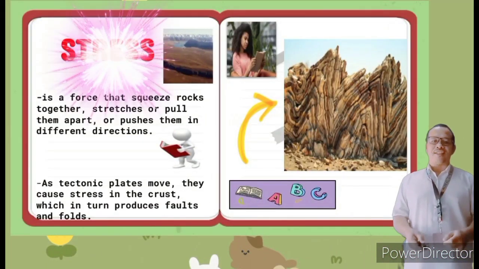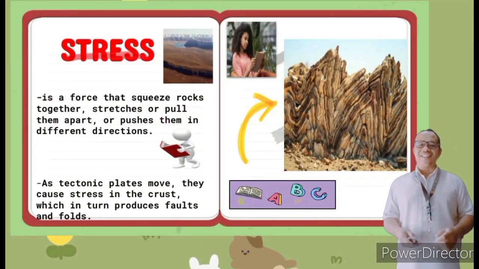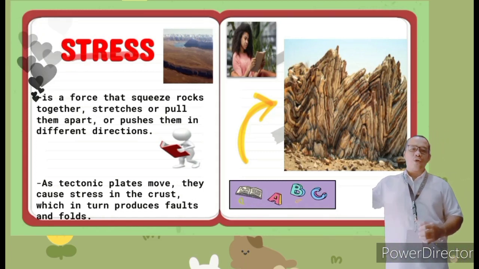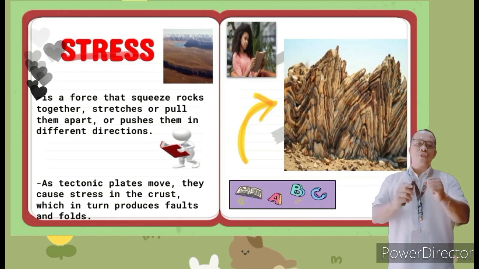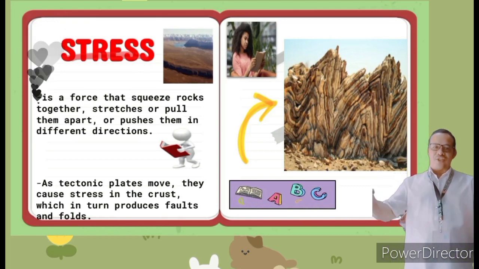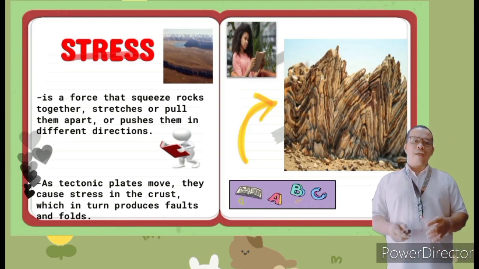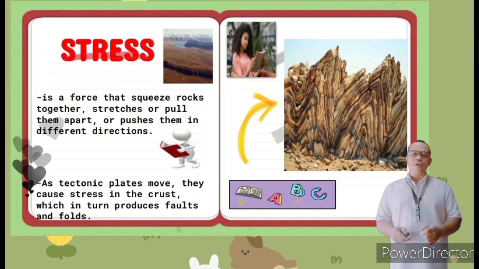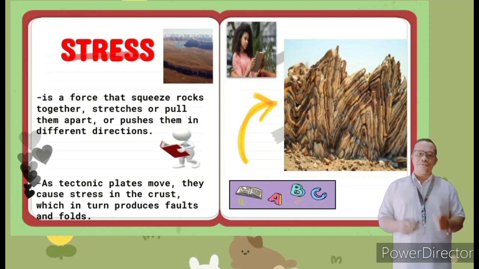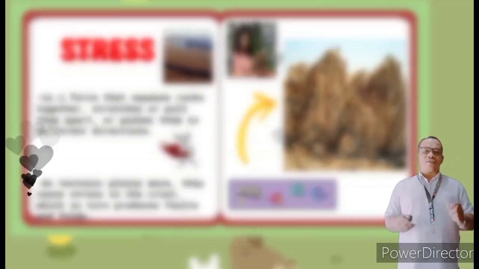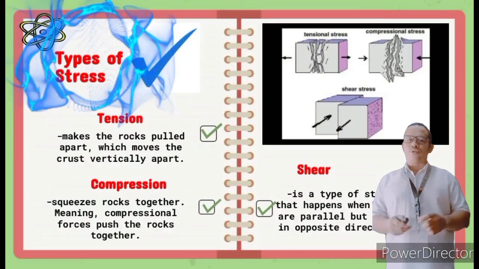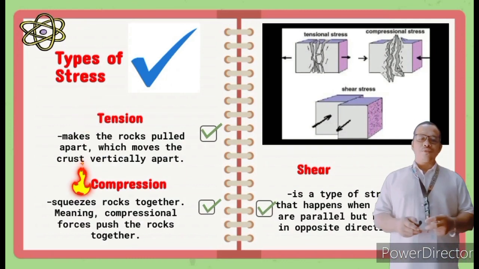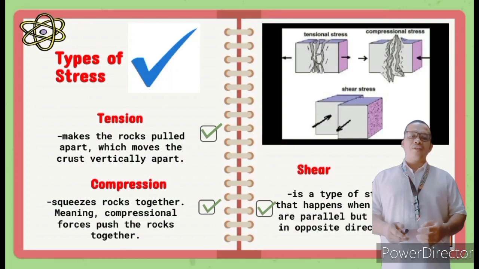What do you mean by stress? Stress in science is a force that squeezes rocks together, stretches or pulls them apart, or pushes them in different directions. As tectonic plates move, they cause stress in the crust, which in turn produces faults. Okay, there are three types of stress. What are those? Number 1, tension. Number 2, compression. And number 3, shear stress.